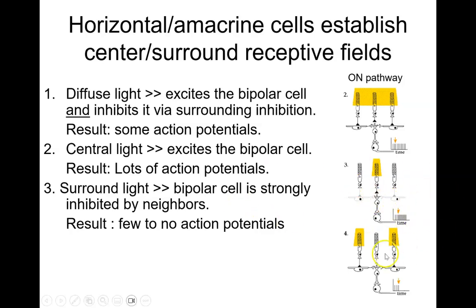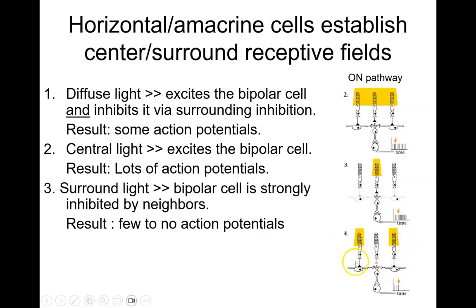Now, let's say that we have some differential light. In this particular case, here we have light only shining in the on portion of our receptive field. That is going to excite the bipolar cell, and because there's no light here in the surround, the horizontal cells don't really have to, they're already inhibiting these photoreceptors, so they're not going to cancel out any of that excitation that is being sent to the bipolar cell. As a result, we get lots of action potentials.